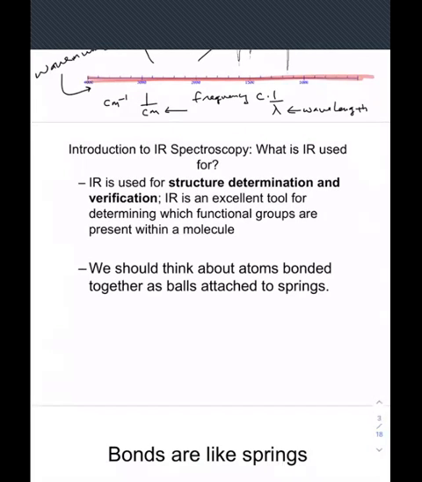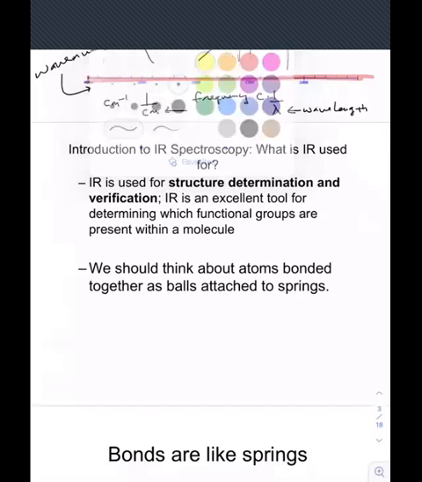So again, infrared is used for structure determination, to verify structures. You cannot submit a synthesis publication without having the infrared data also published. Right, so you need NMR, you need infrared, and you need mass spec in order to publish a paper in a journal dealing with synthetic organic chemistry. So it's a great tool, again, for telling you what functional groups are present. We're going to talk more about that in a second, because every functional group has its own signature vibration, or its own signature frequency where it absorbs.